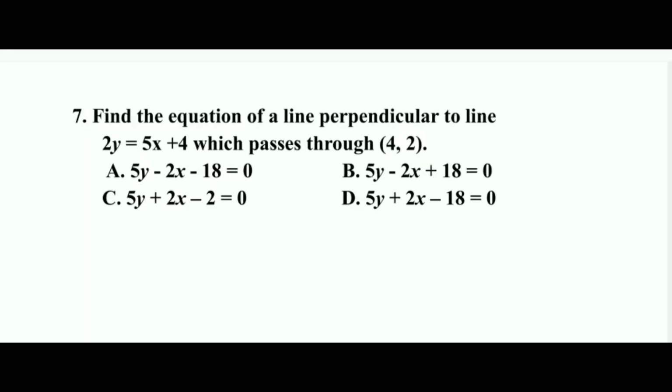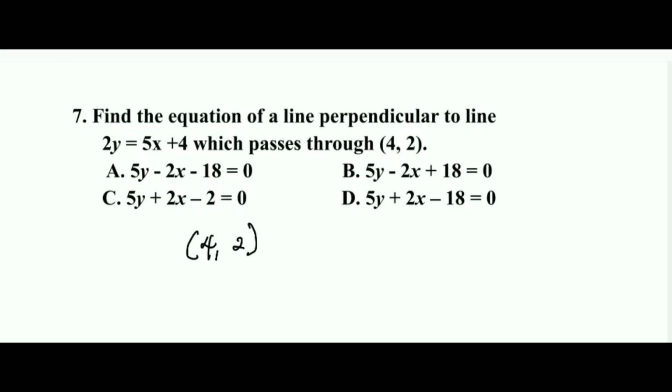Find the equation of a line perpendicular to the line 2y equals 5x plus 4, which passes through the point (4, -2). So here we want to find the equation of a straight line that passes through this point (4, -2). So this is passing through just one point given to us.